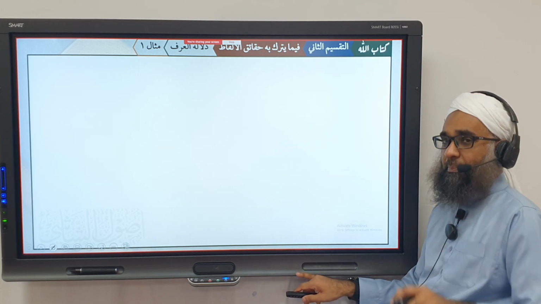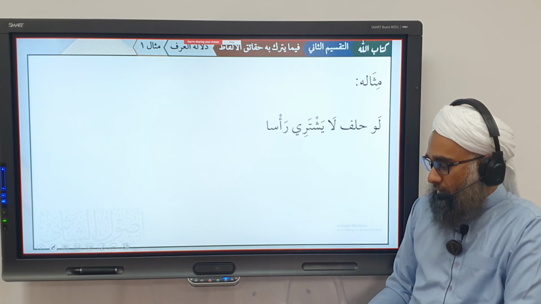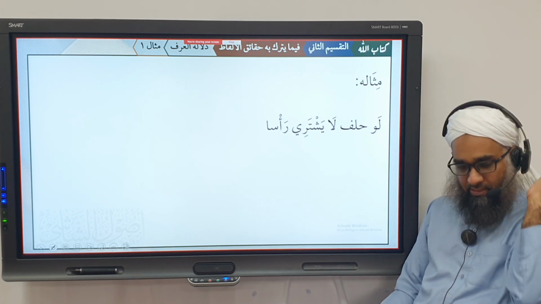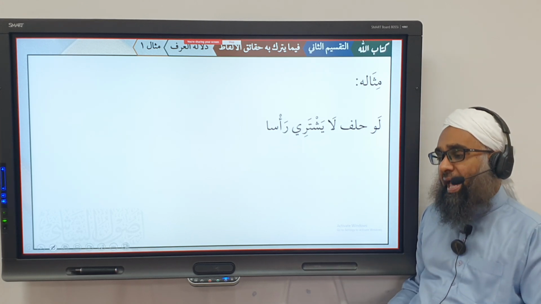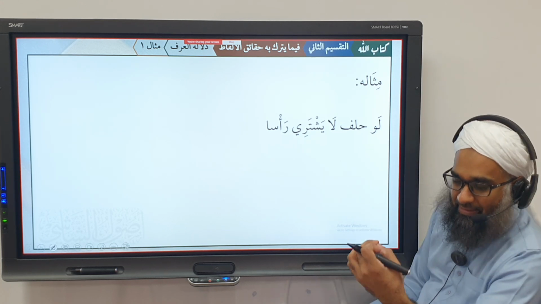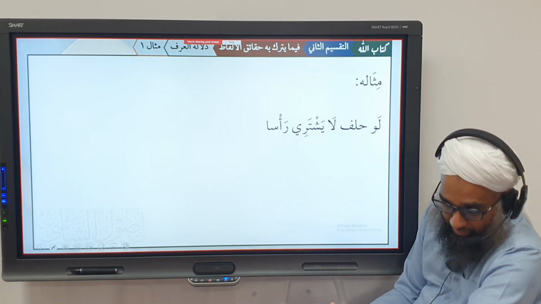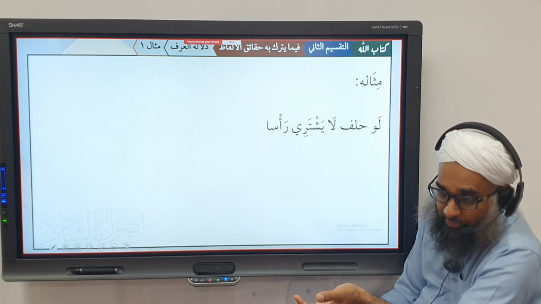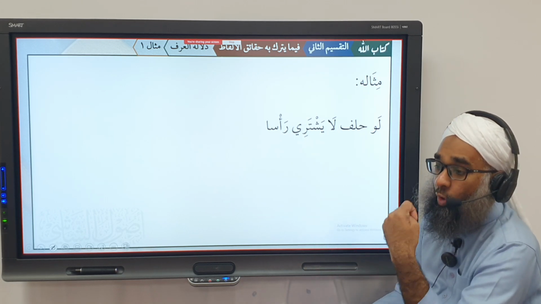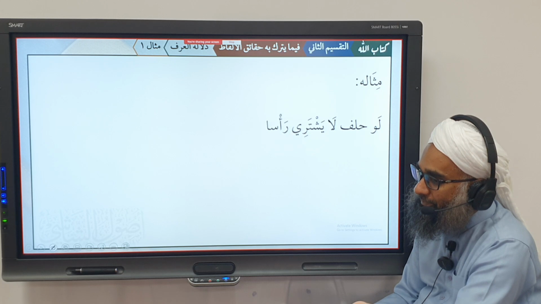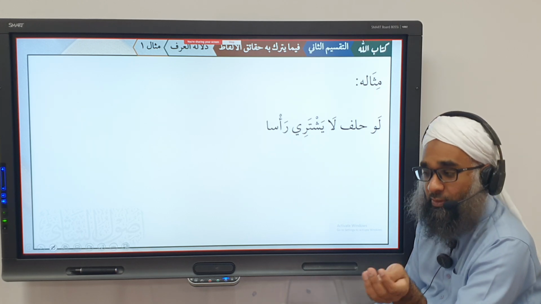So now the example from the book. مثاله لو حلف لا يشتري رأسا. He took an oath, I will not buy a head. Again, some of these may be difficult to comprehend because of the urf that they used at this time, and these are probably examples in Imam Muhammad's book. So what they call a head, what they call an egg, may be different to our time. So he's going to give an example based on his time.